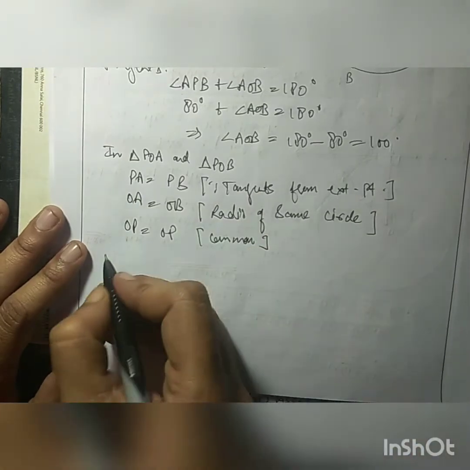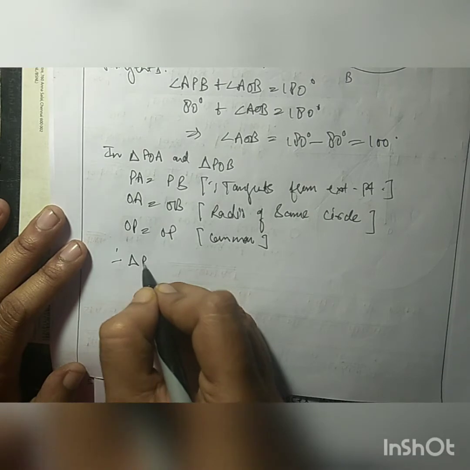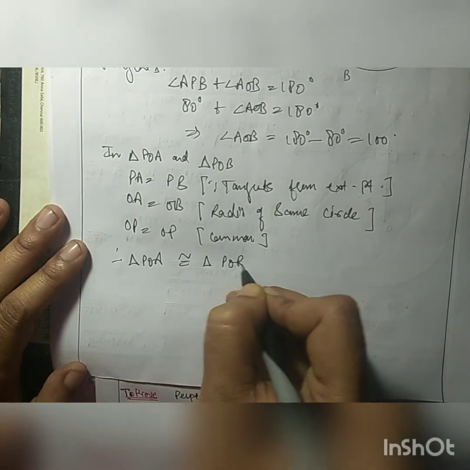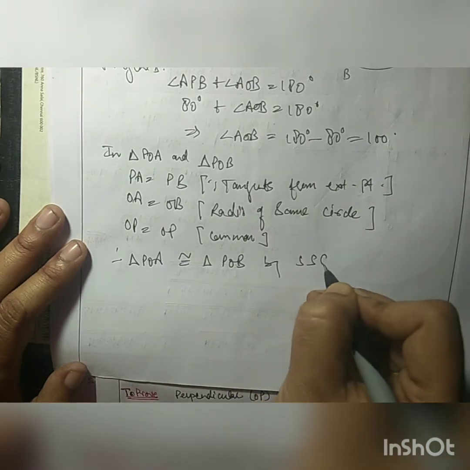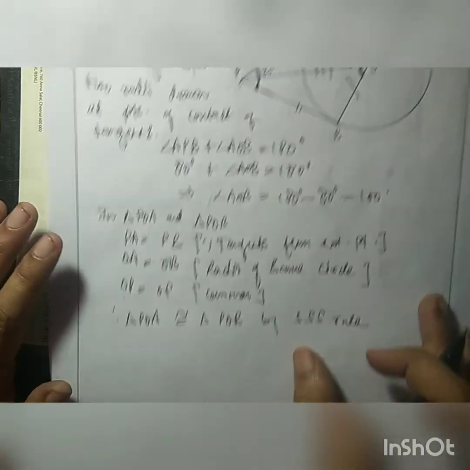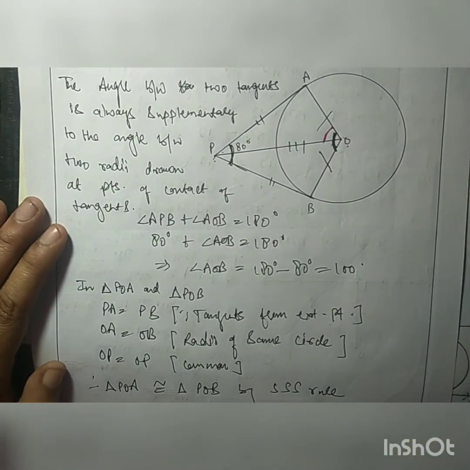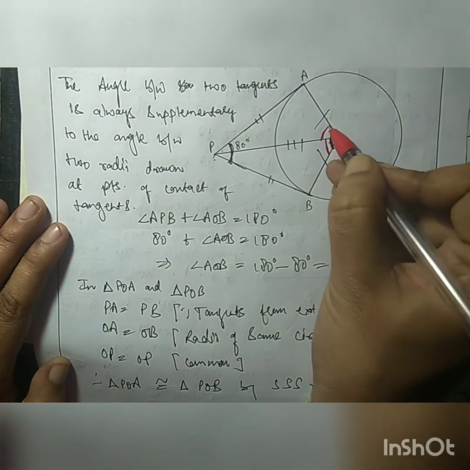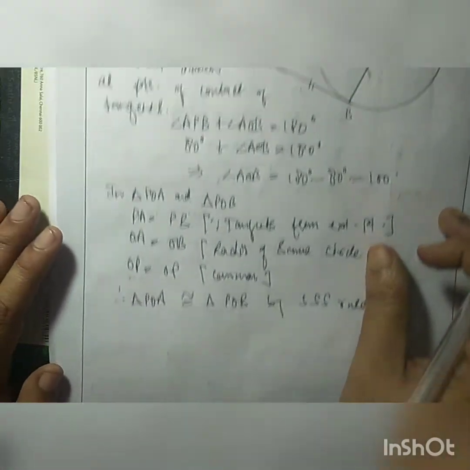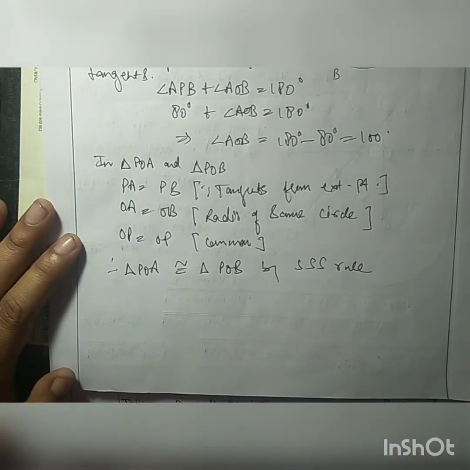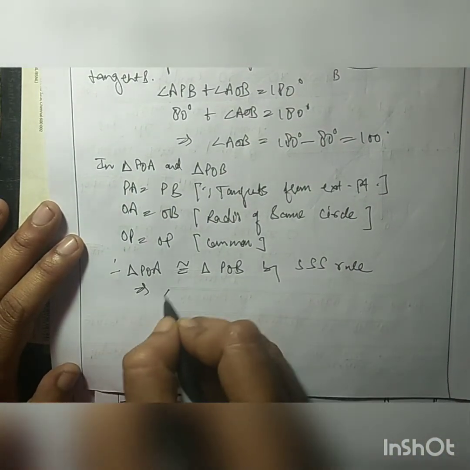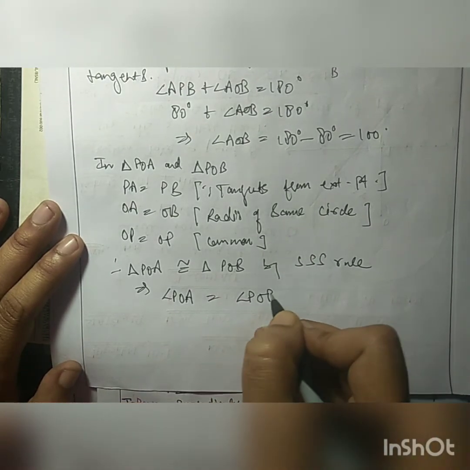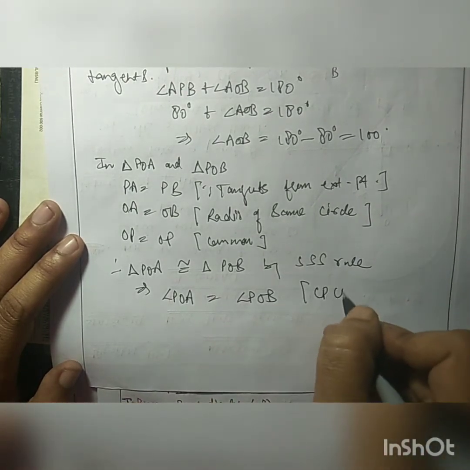It gives triangle POA is congruent to triangle POB by SSS rule. If triangles are congruent, then angle POA and angle POB both are equal. Why? Because these are corresponding parts of congruent triangles. It gives angle POA is equal to angle POB because of CPCT.